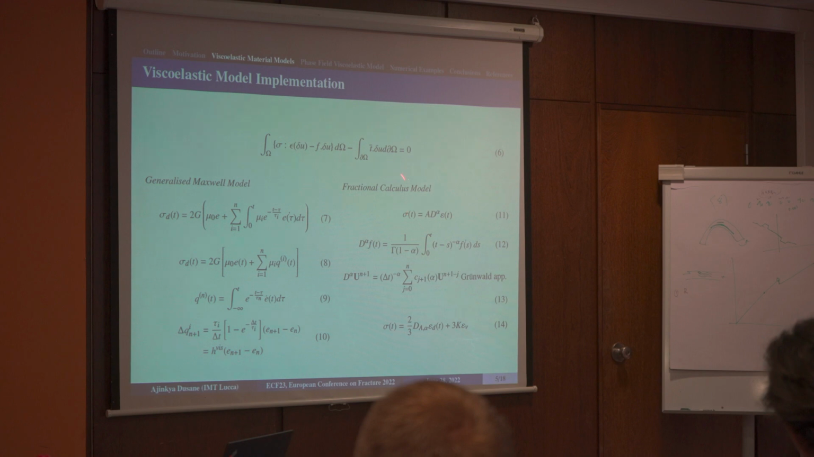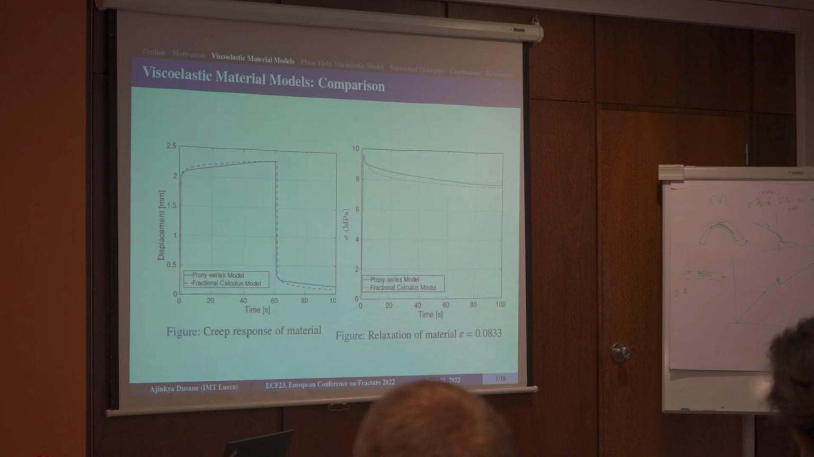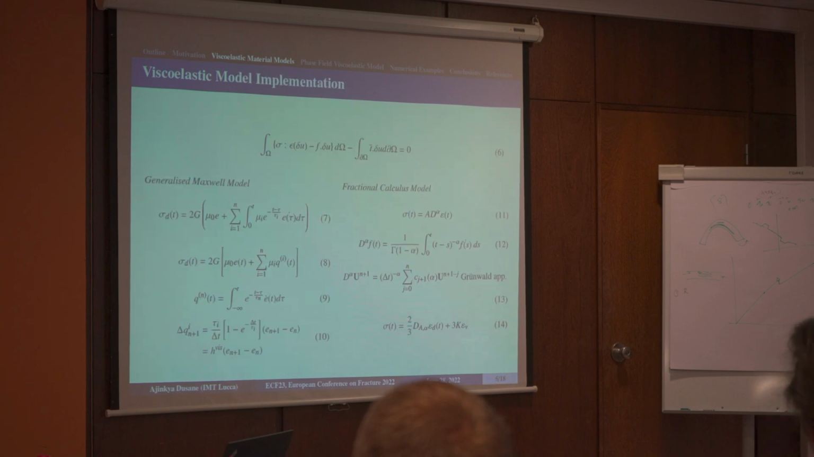Similarly, in the fractional calculus model, sigma is the fractional derivative of the current strain, and any fractional derivative can be given by this function. By using the Grünwald approximation we can calculate the displacement values at stage n plus 1, where the C_j's are the coefficients which can be obtained from the recursive formulation.